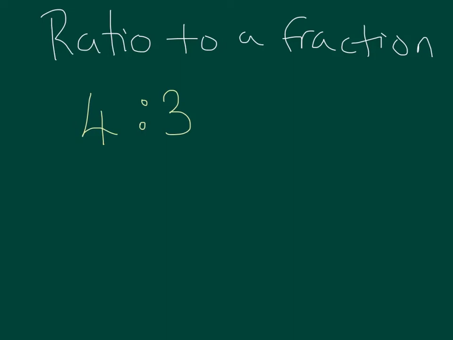Ratios to fractions. So a ratio is, again, a comparison between two things. So this ratio is a 4-to-3 ratio. The one thing to remember when you're taking a ratio and turning it into a fraction is that the first number in your ratio is known as your numerator, and the second number in your ratio is known as your denominator. So if you were writing this in a fraction form, your 4 would be the number on top and your 3 would be the number on the bottom.